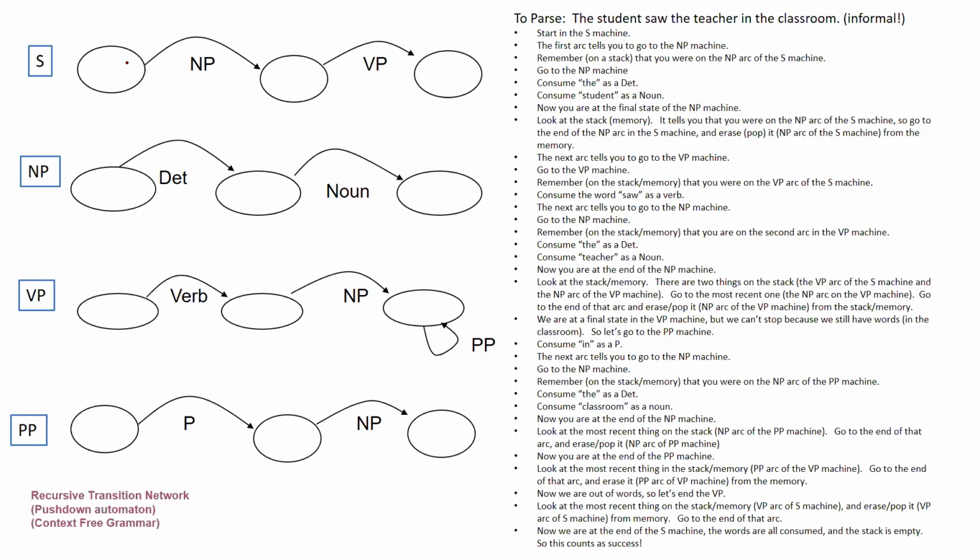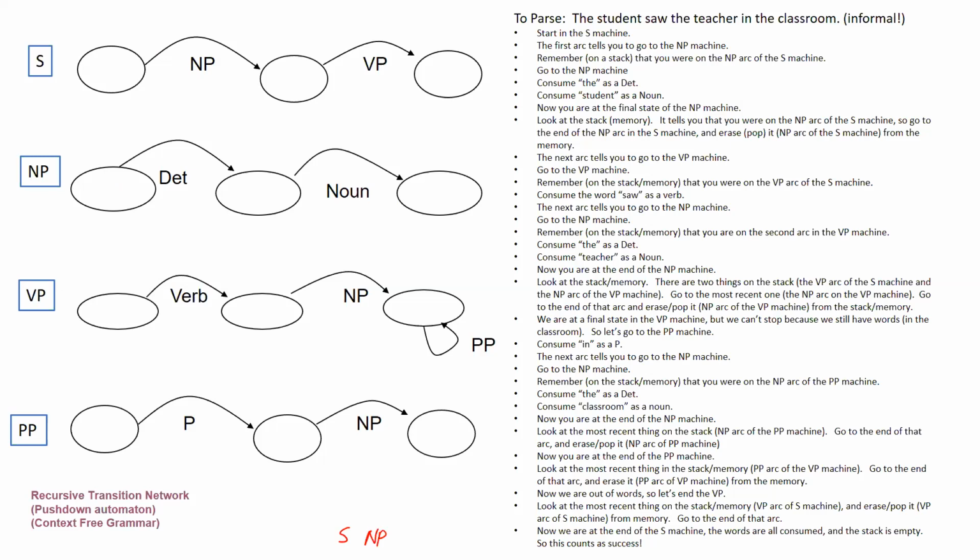Okay, so I start in the leftmost state of the S machine, and the first arc has NP on it. What that means is go to the NP machine. Get out of this S machine, go to the NP machine. But you need to remember where you left off, so when you're done with the NP machine, you know where to go back to. Computer scientists will be familiar with this. I'm going to write in a stack at the bottom here that we were in the S machine on the NP arc.